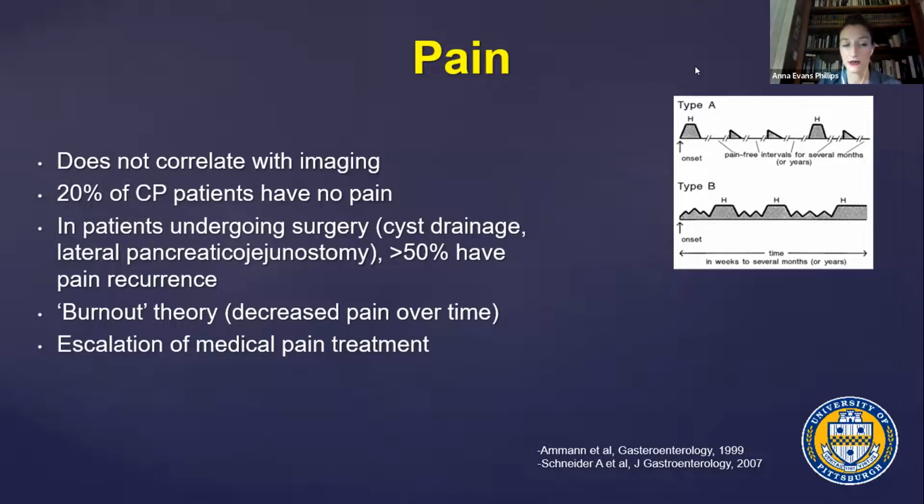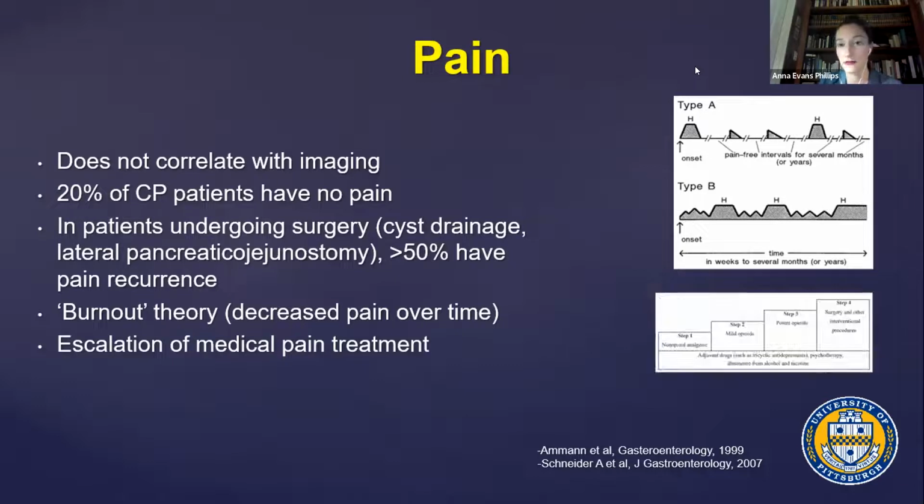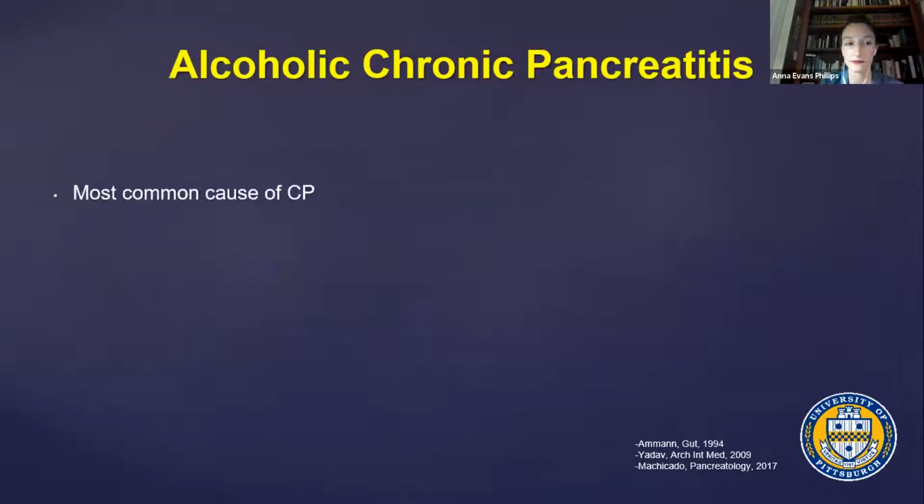More frequently, actually, we see escalation of medical pain treatment in a fashion that's consistent with the World Health Organization's pain treatment ladder. And so most frequently we see patients in the US actually start out with non-opioid analgesics, moving through strengths of opioids, and eventually, having to move to intervention if medical management is inadequate.